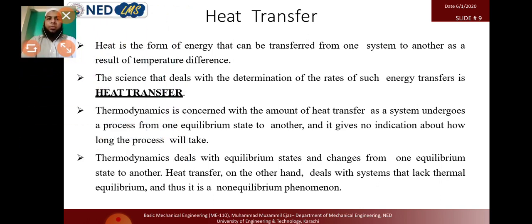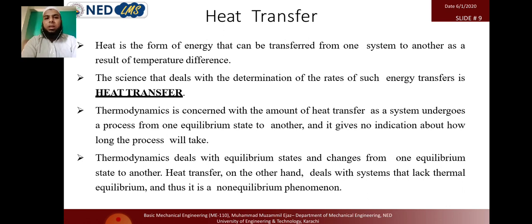Basically, heat transfer is a form of energy that can be transferred from one system to another as a result of temperature differences. Like in one surface we have a temperature of 40 degrees centigrade, and another surface is at 20. There will be heat transfer from high temperature to lower temperature. The science that deals with determining the rate of such energy transfer is called heat transfer. We already studied heat transfer in thermodynamics, but with a different concern.